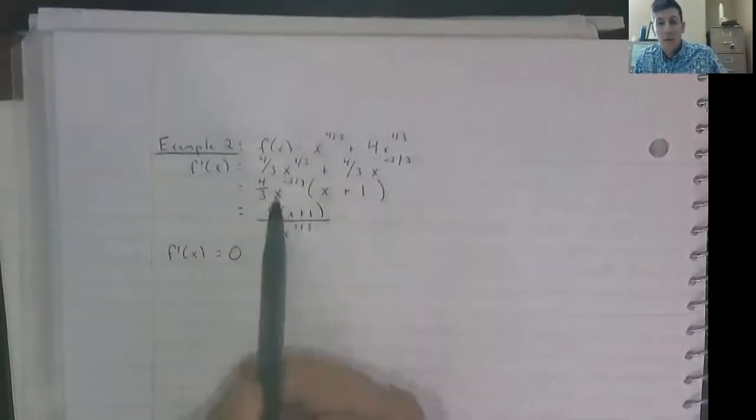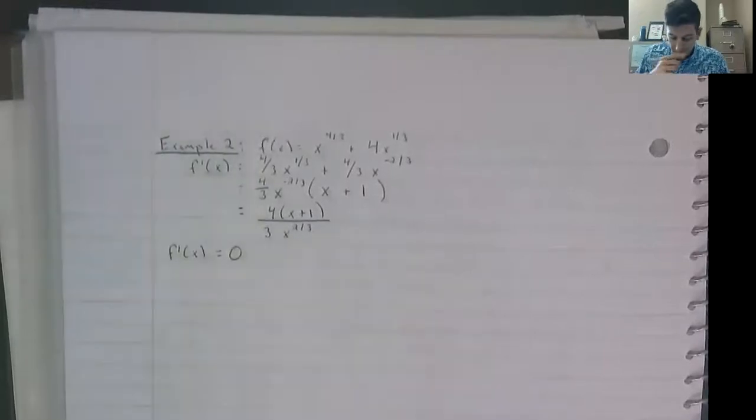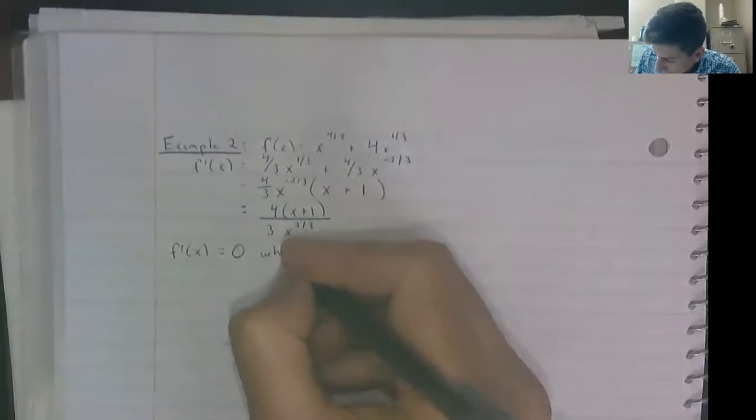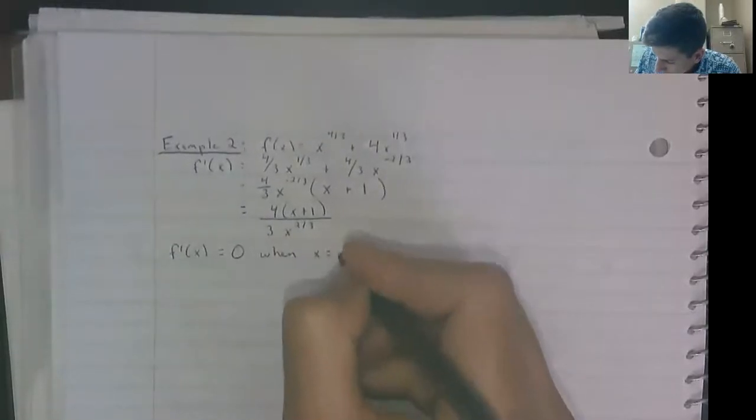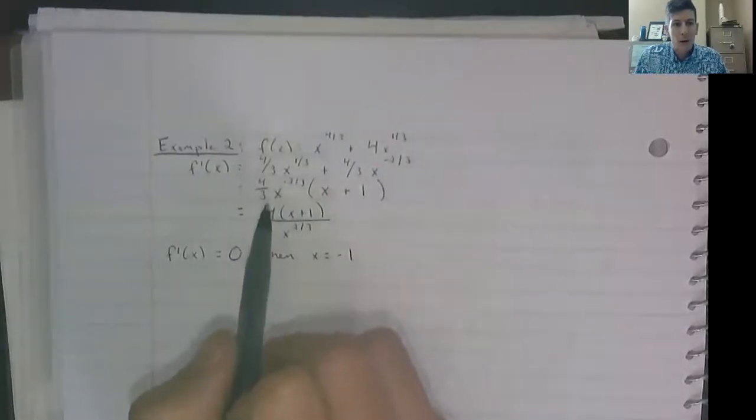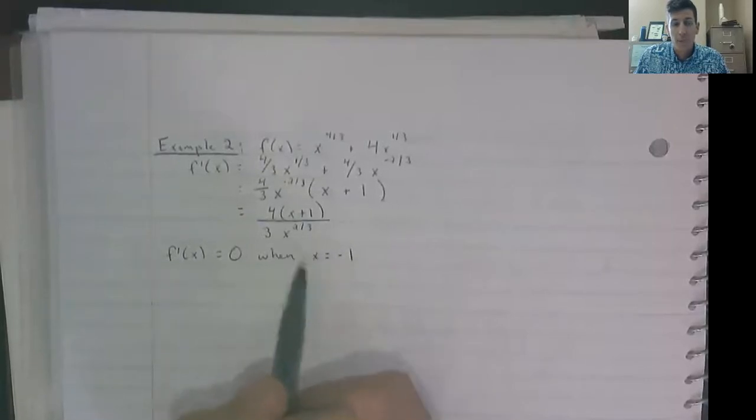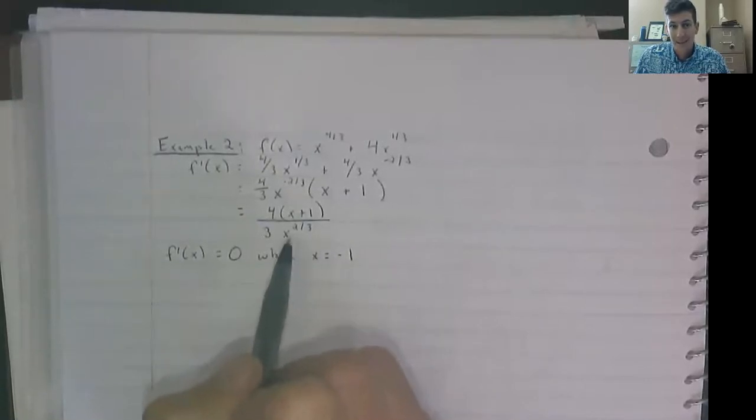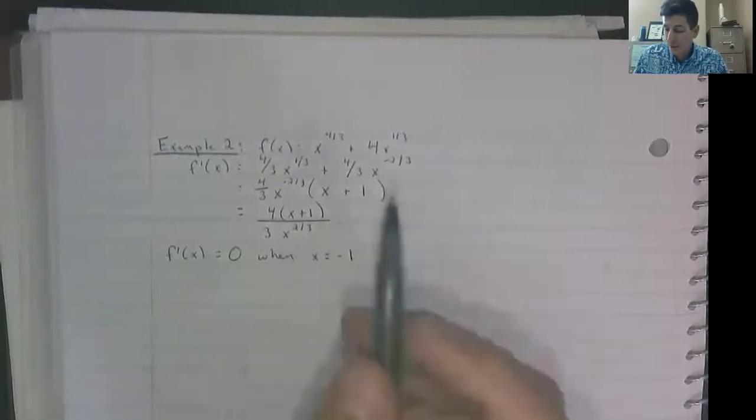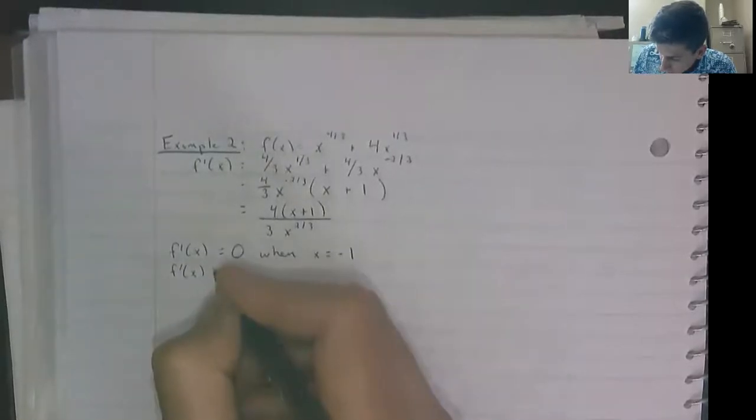Okay, so let's consider, when is f prime of x equal to 0? It's going to be when the numerator is 0, and the numerator is 0 when x equals negative 1. Is there any spot where f prime of x does not exist? Certainly, when this denominator has a 0 in it, which is going to be when x is 0, because 0 to the 2/3 is 0.